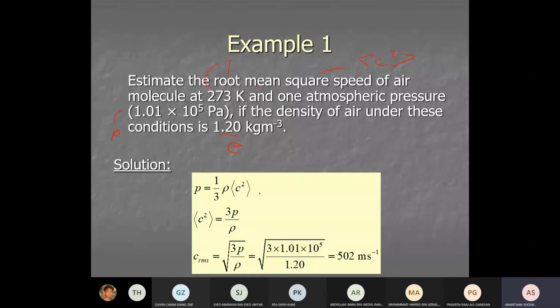So pressure equals 1/3 rho c squared. Just substitute. They want root mean square. So from this formula we can find the mean square speed. Then the mean square speed, you root it, you get the root mean square speed. It's found to be 502 meter per second.